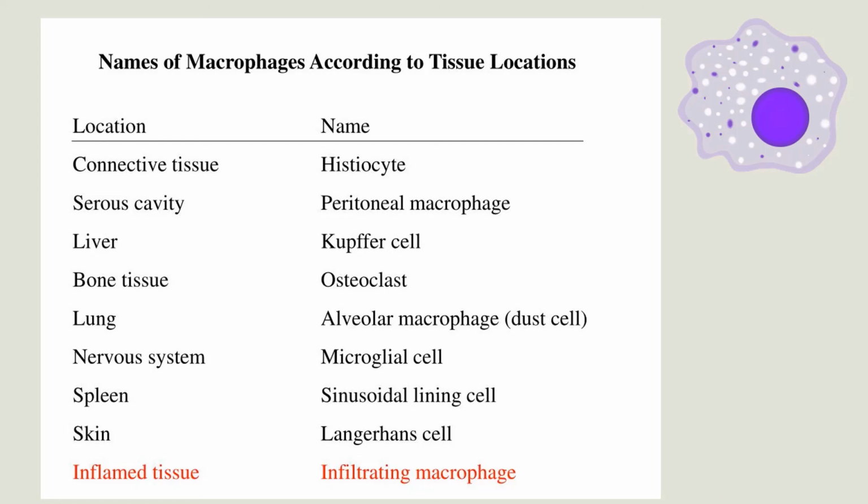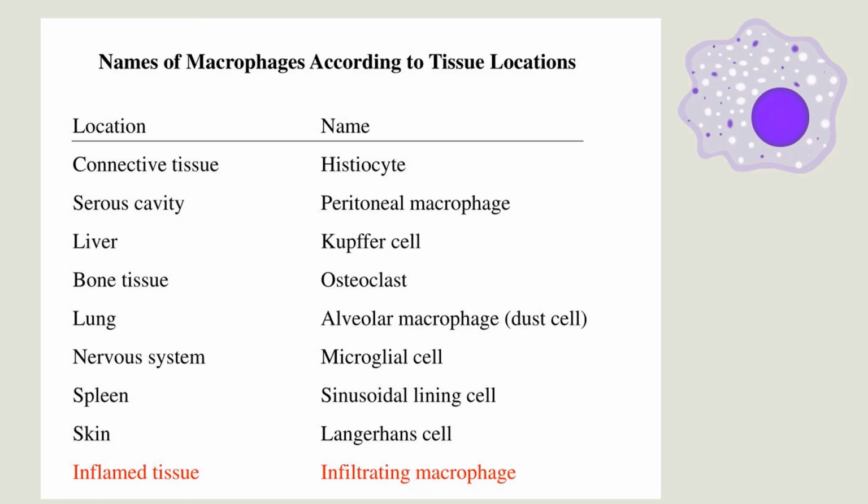Try to remember some of the examples or names like liver, bone tissue, lung, nervous system, skin. If you can remember all this, that is good. At least you have to remember liver, bone tissue, lung, nervous system, skin, connective tissue, etc.